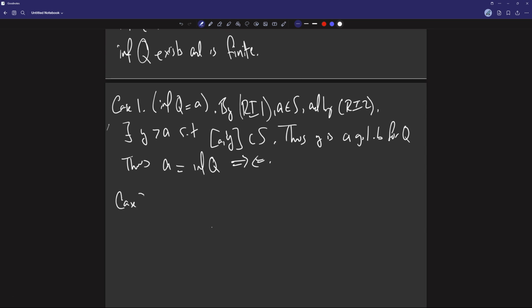Our second case, let's define this as A is less than inf of Q. If inf of Q is going to be equal to B, and by, S itself is going to be equal to A to B.